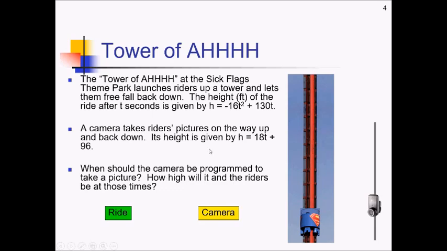So basically we want to figure out a t value and an h value that are the same when you plug them into both of these formulas. We want to solve a system. So here we go. Woo! Oops, that wasn't supposed to happen.